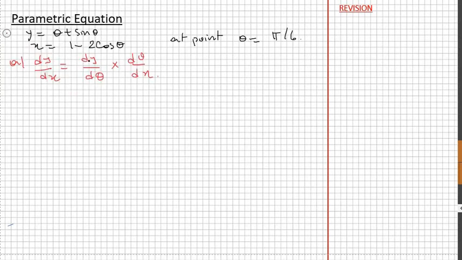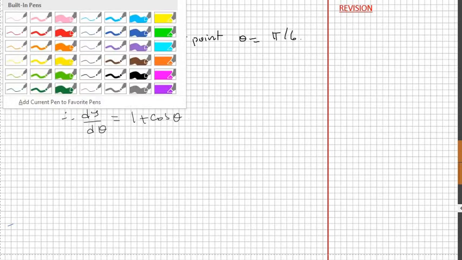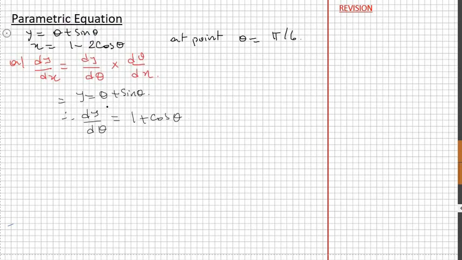So what is dy over d theta? We need to look at the first equation. So the first equation is y, which is equal to theta plus sine of theta. So therefore dy over d theta will be 1 plus cos of theta. So now we have to determine the other derivative, which is d theta over dx.